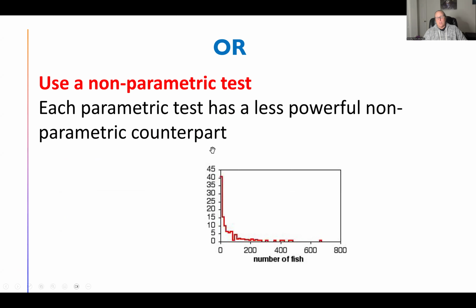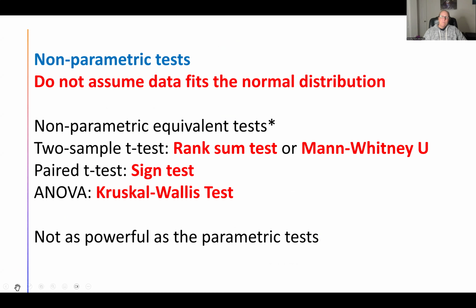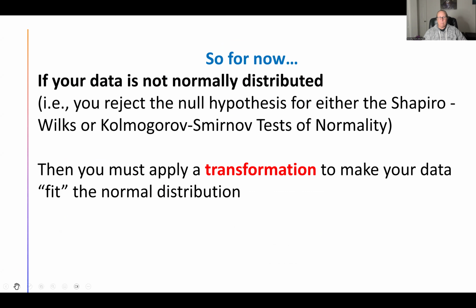Or you just use a non-parametric test, as it's a little bit less powerful, but sometimes you just have to do that. So they don't assume that it fits the normal distribution. So there are equivalents for parametric tests. Instead of a 2-sample t-test, you use a rank sum or Mann-Whitney. Instead of a paired or matched t-test, you use a sign test. And then for the ANOVA, you use that Kruskal-Wallis test. They're not as powerful as parametric tests, but sometimes that's what you have to use.